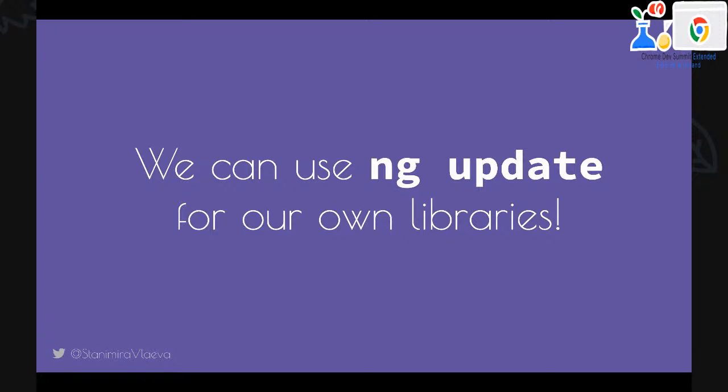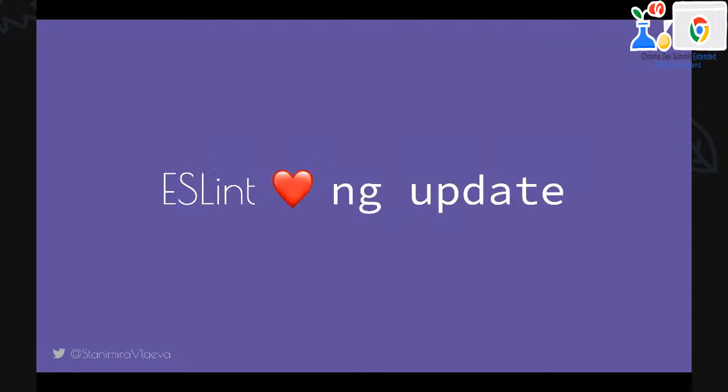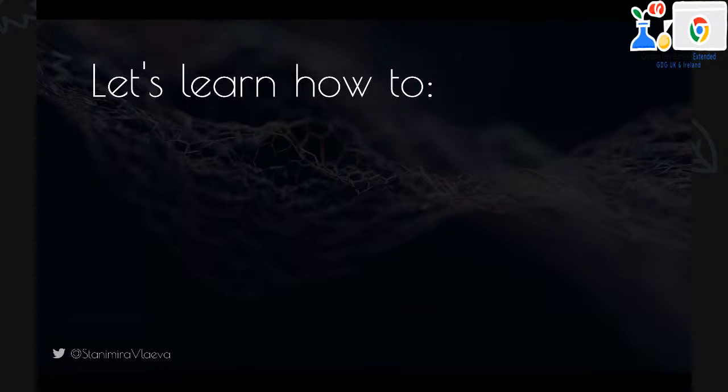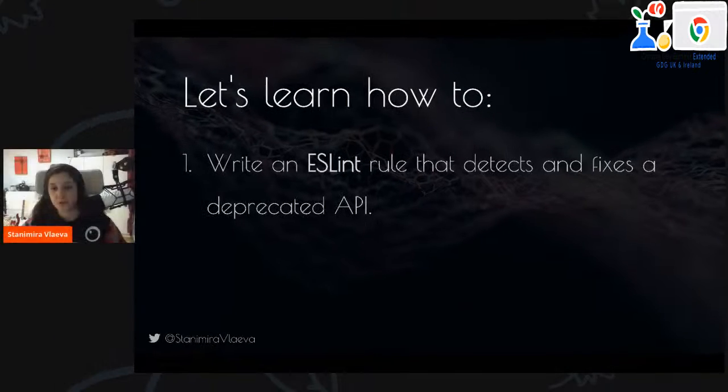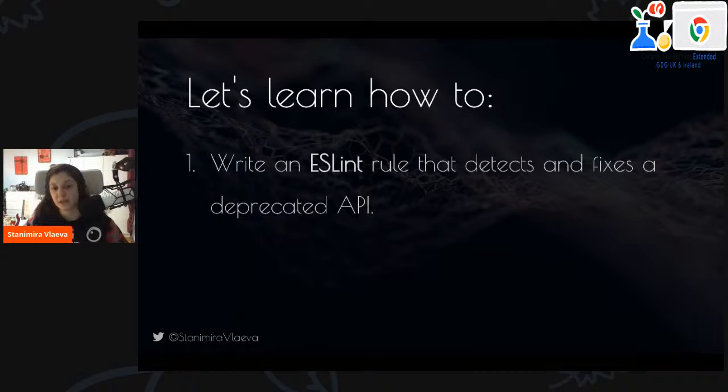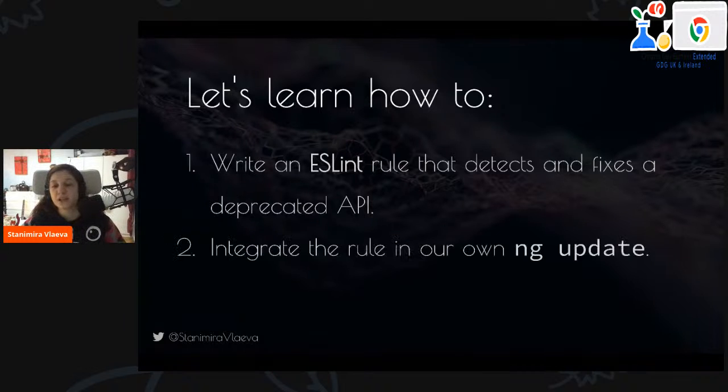And as I said already, we can use ng-update for our own libraries as well. So it is also a customizable command. And today I'm going to show you how to use ESLint together with ng-update. So we're going to learn how to write an ESLint rule that detects and fixes a deprecated API. And then we're going to integrate the rule inside our own ng-update so that whenever someone executes ng-update for our library in their project, their code is going to be migrated for them without them having to do anything specific.